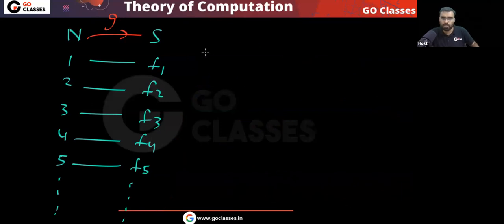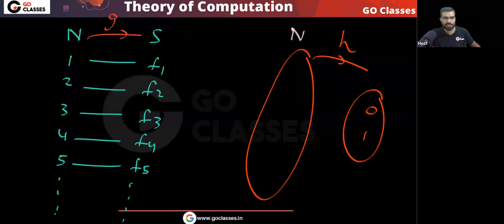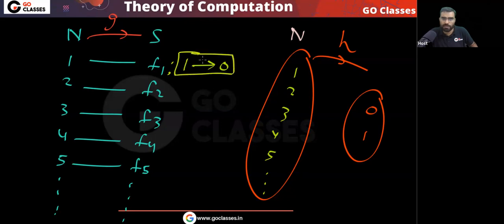So you can see how to create this h. The idea is very simple. For example, in this f1, let's assume 1 was mapping to 0. Then tell me, in this h what will happen? 1 will map to 1.